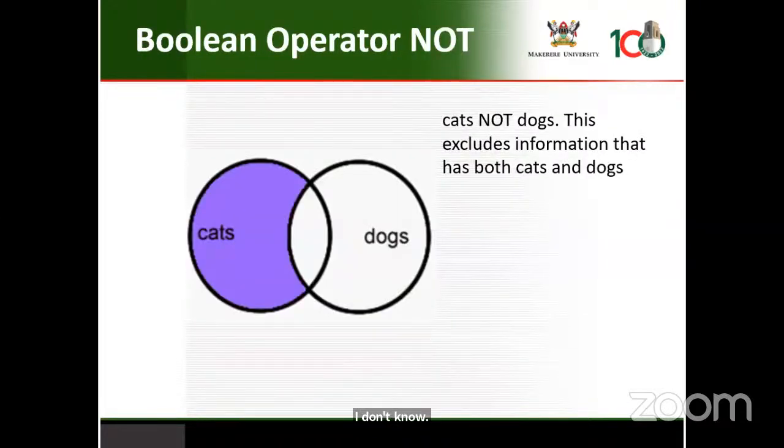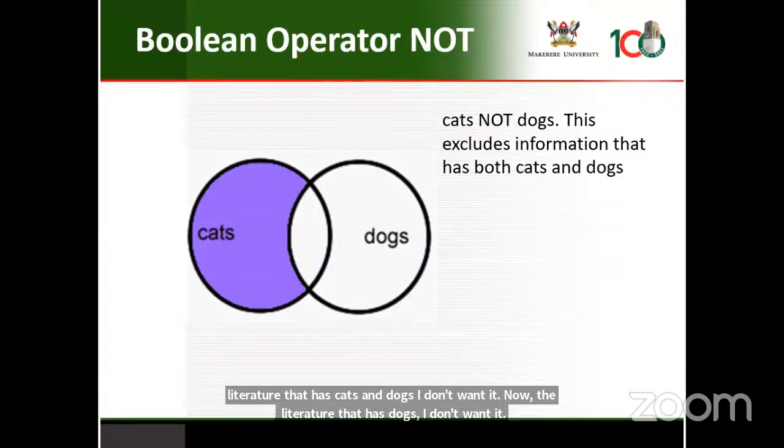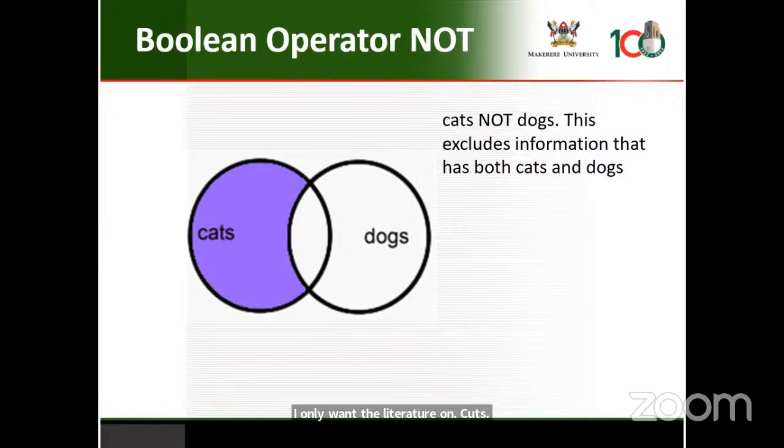Then we come to this tricky one. This one excludes information that has both cats and dogs. Would you understand this diagram? I'm requesting the database to give me literature on cats only. The literature that has cats and dogs, I don't want it. The literature that has dogs, I don't want it. I only want literature on cats. So when I'm searching, I say cats not dogs.